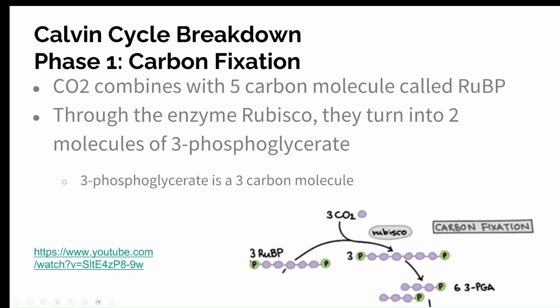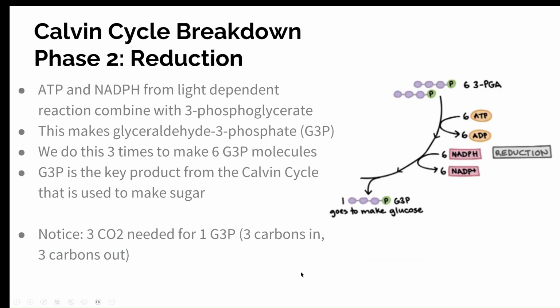And we actually have 3 of them right here. So we have 3 RuBP. So 3 times 5 gives us a total right now of 15 carbons. Okay, so just kind of keep that in mind.